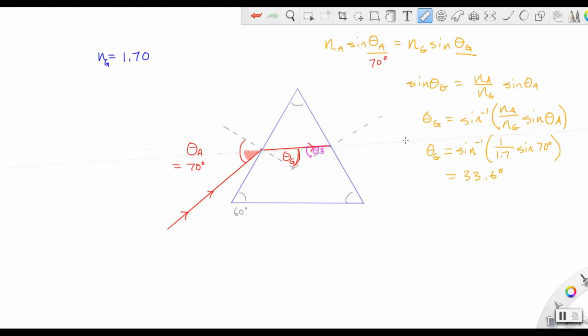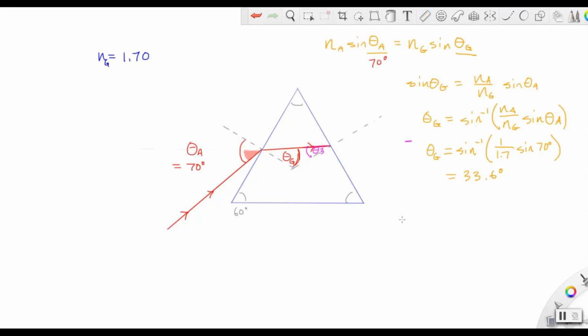Remember that we were originally headed in this direction here, but we are not going to continue going in that direction. Intuitively, you should see we are also not going to be bending toward the normal here, because we're going from more dense to less dense, so that means that we're going to be bending away from the normal, okay? So we would expect it then to do something more like this, okay? Let's take a look at that.